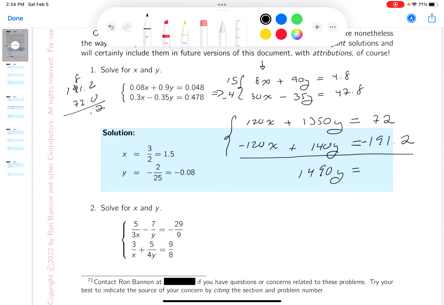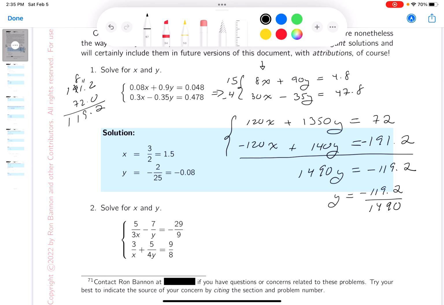That's going to be 8. This will be 11. Let's see, 9. 1. Wow, look at that. Minus 119.2. And now I'm going to solve for y. Kind of crazy, but I'll do it. And what do you get over here? y equals minus 119.2 over 1490.